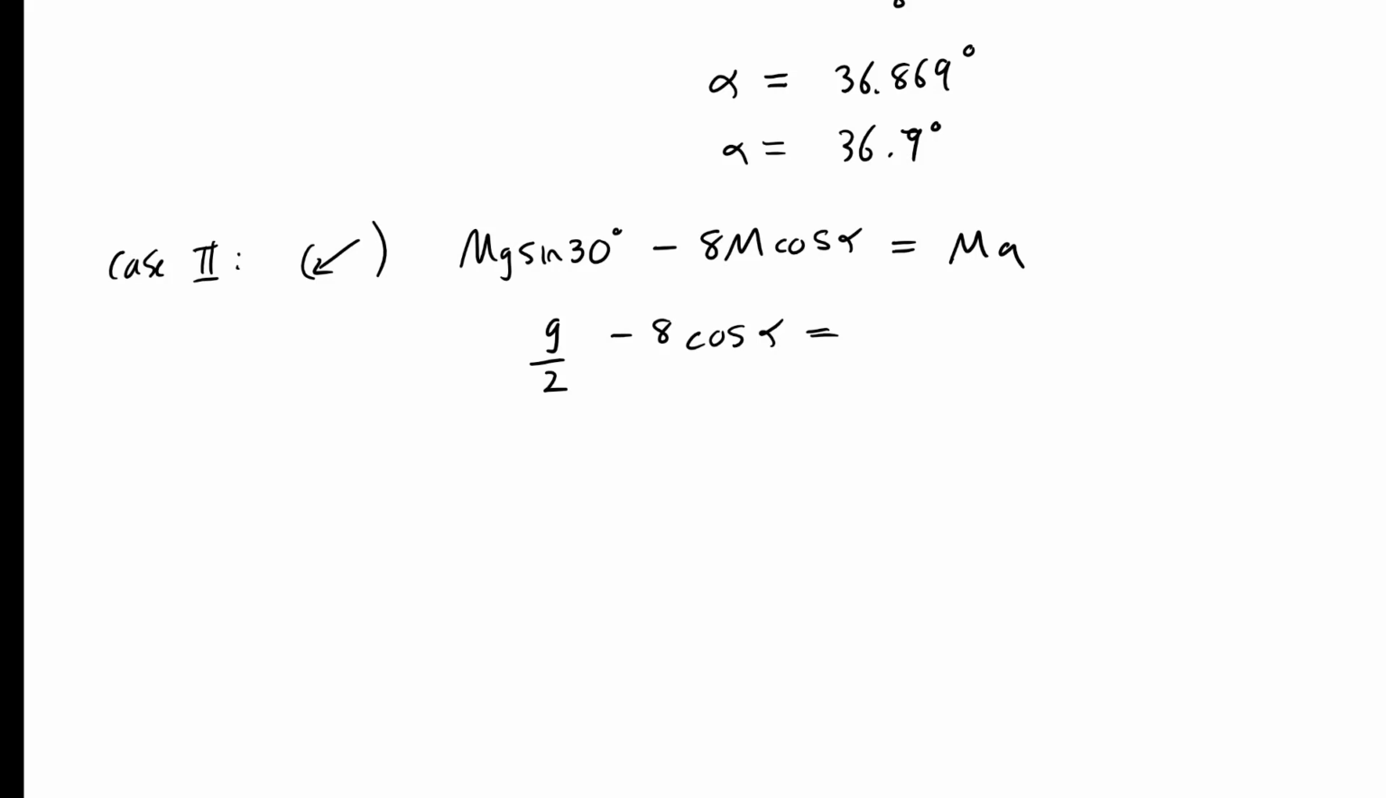And we know the acceleration is 1.5 meters per second squared. It's the same value, it's just only the direction has been changed. We'll rearrange for cos alpha. So we have g over 2 plus 1.5 all over 8 equals cos alpha. And working that out, alpha is equal to 64.8 degrees. That's the end of the question.